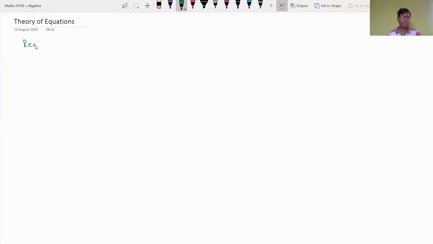So first we have real polynomial. If I have f of x is equal to a naught plus a1x plus a2x square, and so on, where all a's and x are real numbers. When all the a's and x in a particular polynomial are real numbers, then it is called a real polynomial.